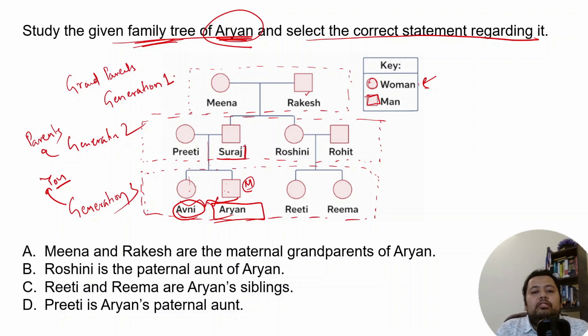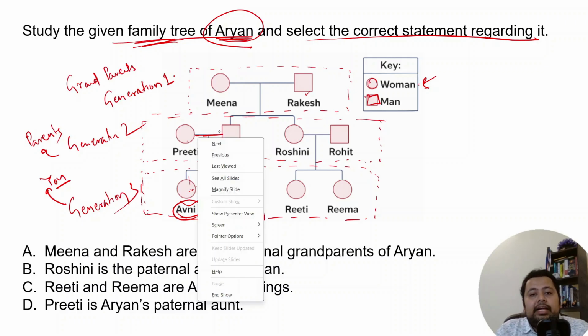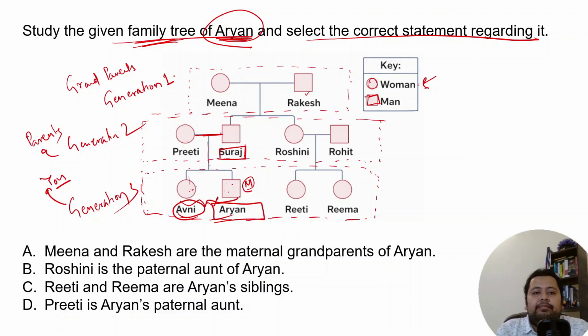So Suraj is the father of Aryan and Avni. Preeti is the mother of Aryan and Avni, right? So here you see it is a straight line. This is not a branch. Whenever it is shown by a straight line, it means they are husband and wife. So Suraj is obviously male, so he's the husband, and Preeti is the wife.